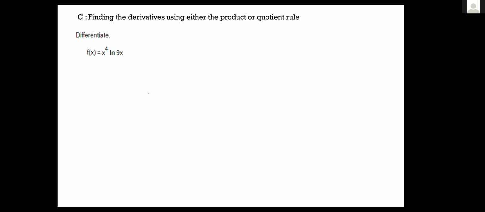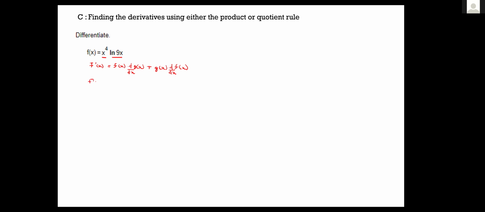We could also look at another example of the product rule. So we have this function multiplying this function. And in general, the product rule is given by f prime of x equals f of x times d/dx of g of x plus g of x times d/dx of f of x.